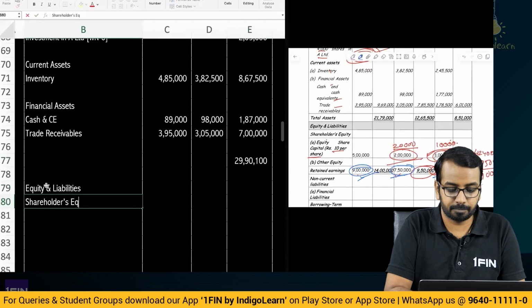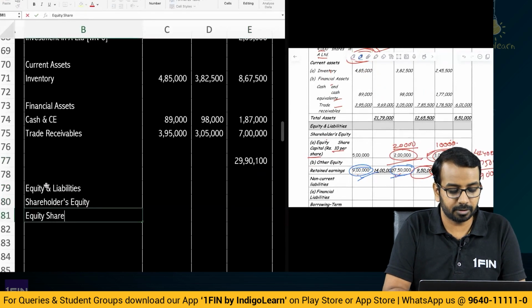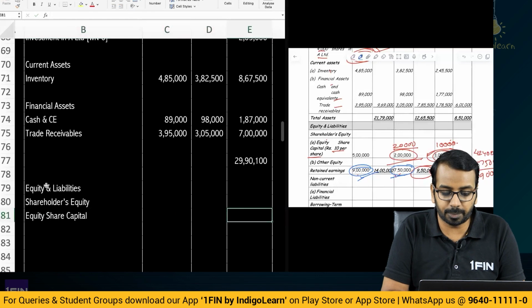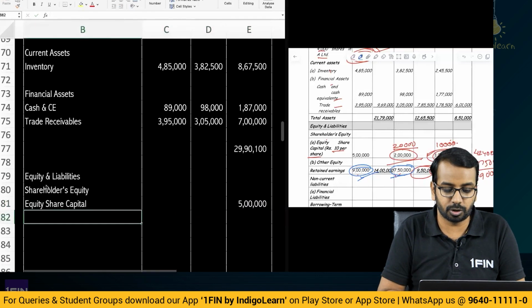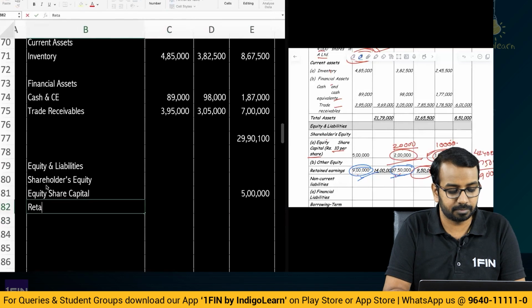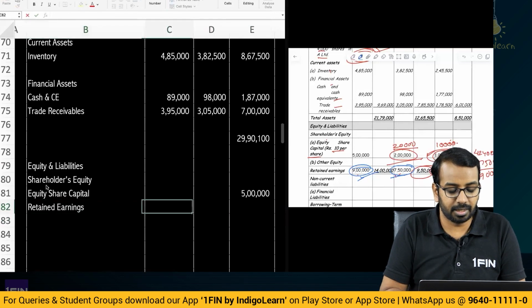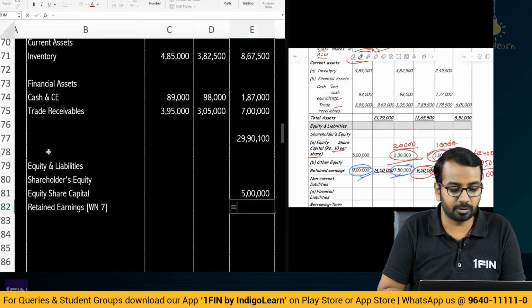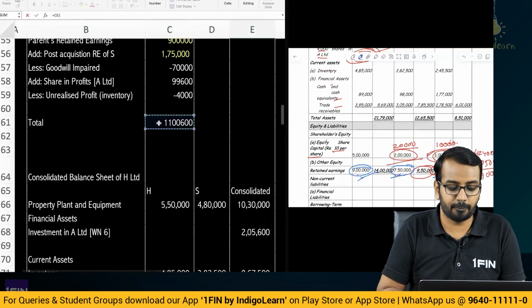shareholders' equity, equity share capital. Now equity share capital will show only that of the parent. So only the parent's equity share capital is 5 lakhs. They have not issued any bonus or anything like that, so no need to worry. Then retained earnings. Retained earnings you will take from working note number 7, the total amount that we have calculated, 11,600,000.